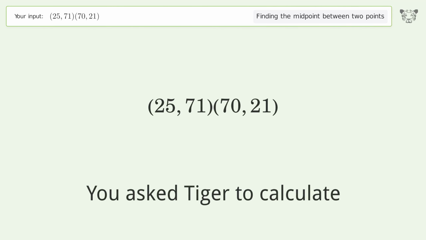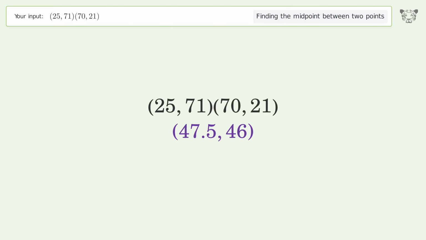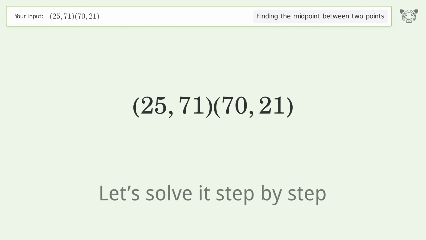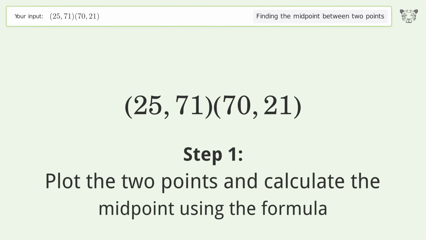You ask Tiger to calculate. This deals with finding the midpoint between 2 points. The midpoint between the 2 points is 47.5, 46. Let's solve it step by step. Plot the 2 points and calculate the midpoint using the formula.